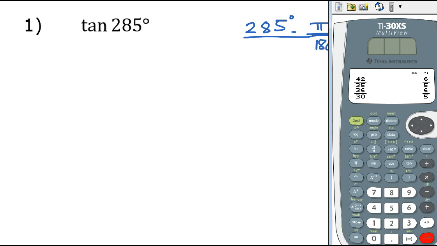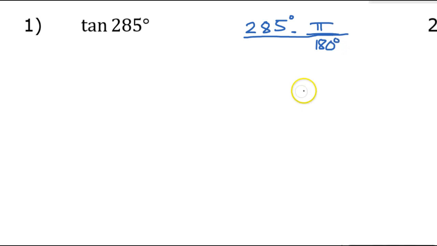So now I'm reducing. Pretend this is a four-function calculator. So 285 divided by 5, and 180 divided by 5. So far that's 57 over 36. So now I've got 57 pi over 36.